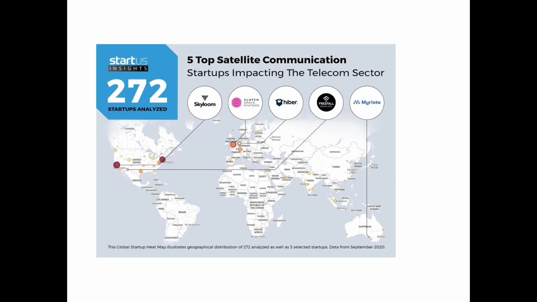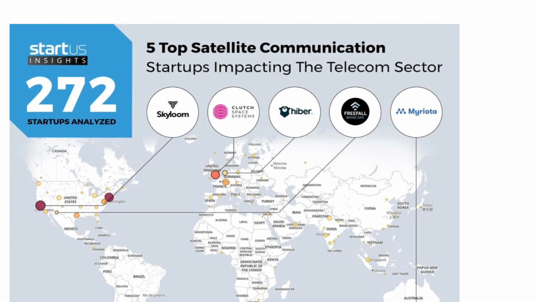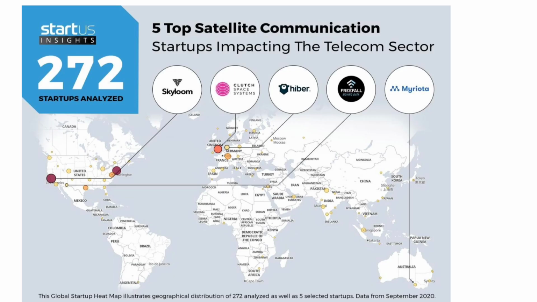Then coming to the startups, there are 272 satellite startups around the globe, out of which I am going to discuss five top satellite communication startups. Number one is Myrota, number two Skyloom, Hyper, Freefall and Clutch. So we will discuss one by one.